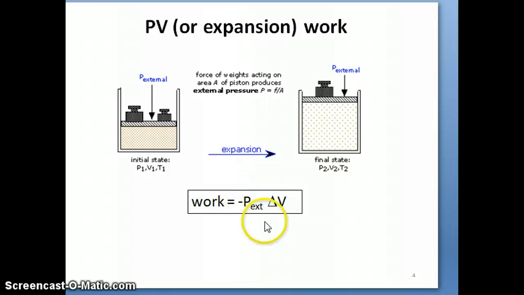And again, I want to emphasize that this equation can be used whether you have an expansion, which is an increase in volume, or a compression, which is a decrease in volume. Either way, you use the same exact equation. Okay.